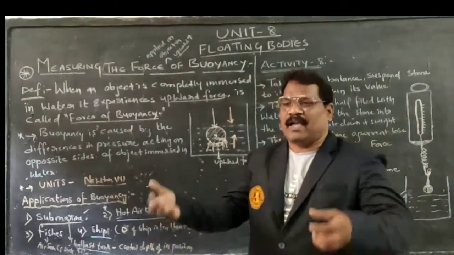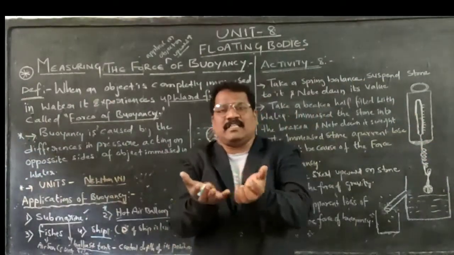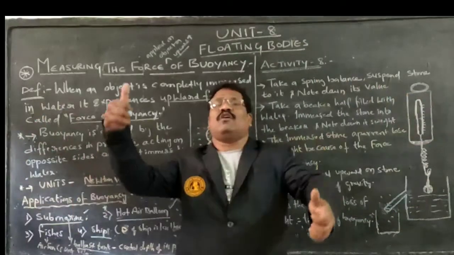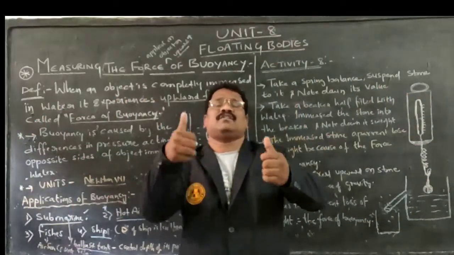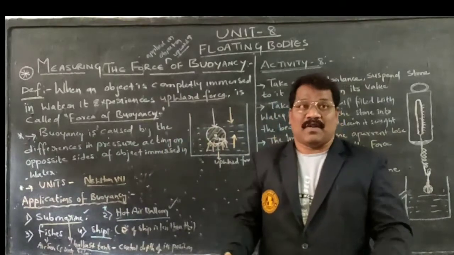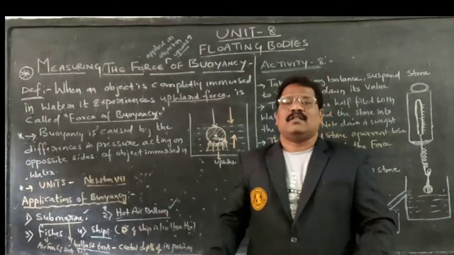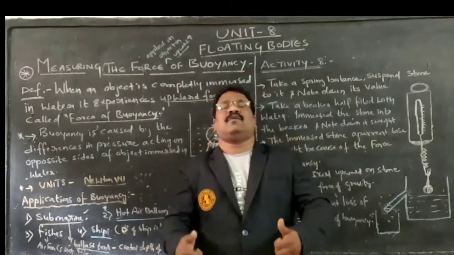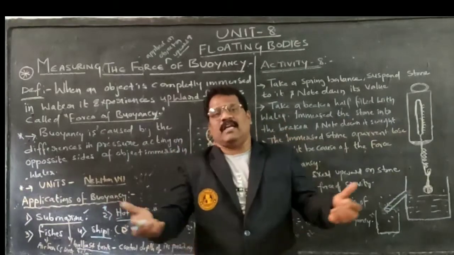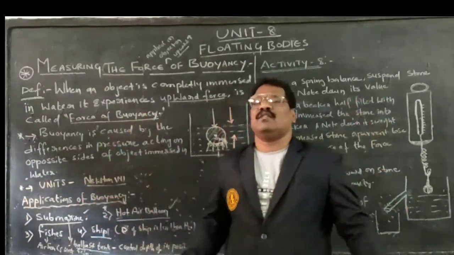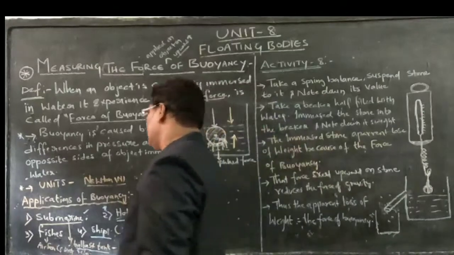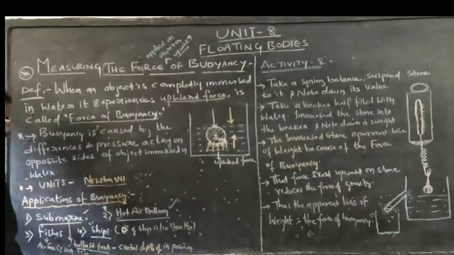As the surface area of the ship gradually increases, more upward force will be acting upon the surface of the ship from the bottom of the water. The more upward thrust acts on the ship, the ship will be floating on the surface of the water. That is the third application.